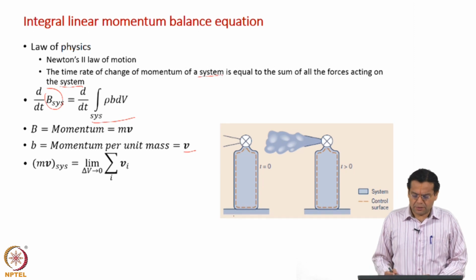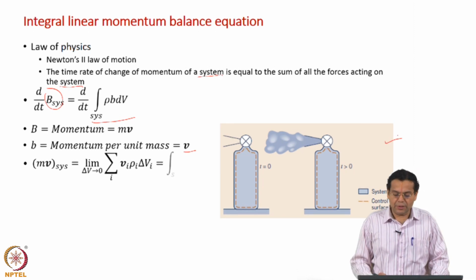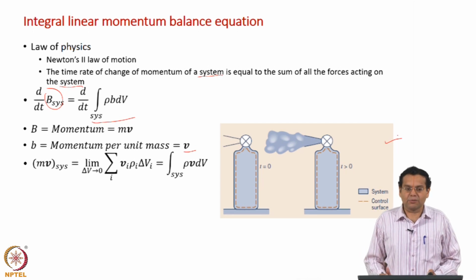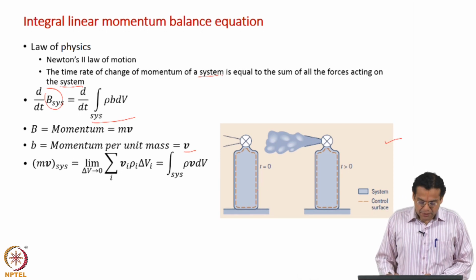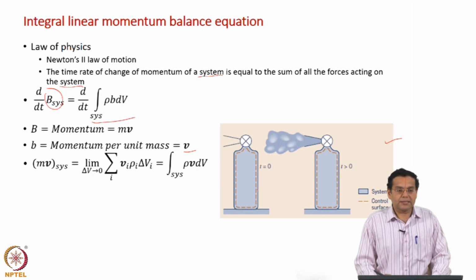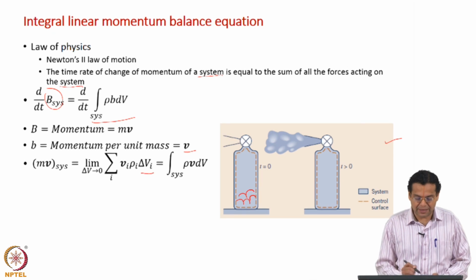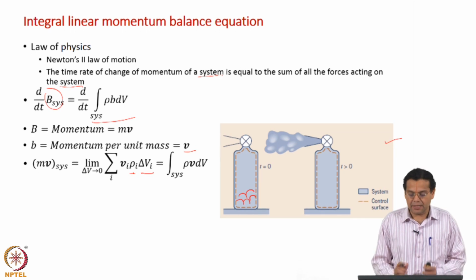Now, this diagram is well known to us. I keep showing this diagram because it is a very good representation of a system and control volume. The moment you look at this diagram, the gas inside and part of the gas going out quickly gives a good understanding of what a system is and what a control volume is. So, now how do we express the momentum of the system? As usual, we will divide the system into smaller and smaller volumes, each of volume delta V i, and each has its own density, that gives the mass of each element.